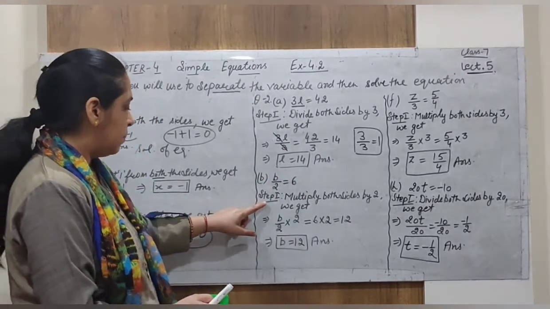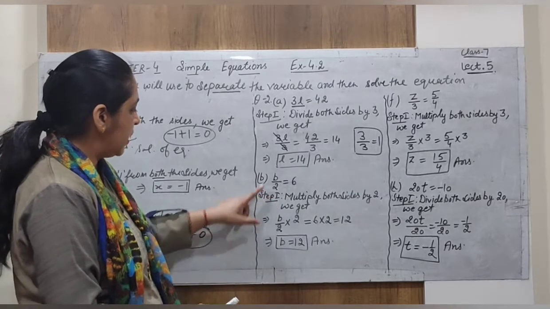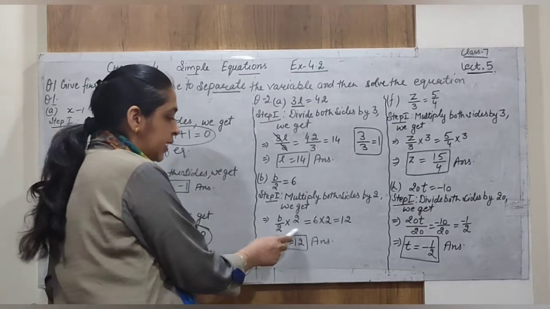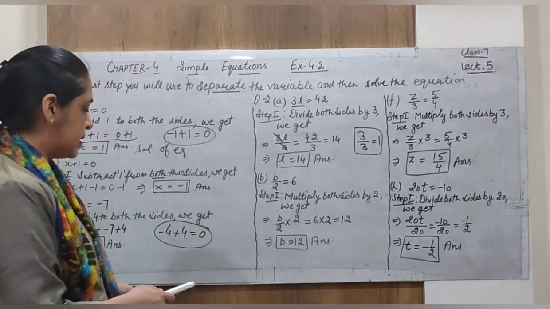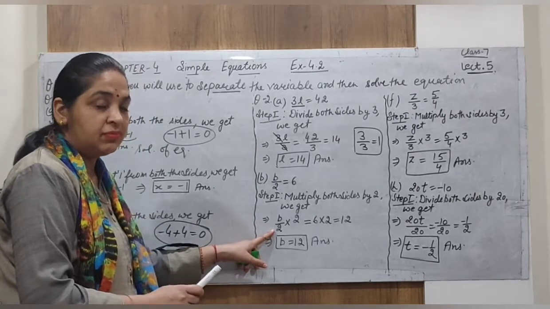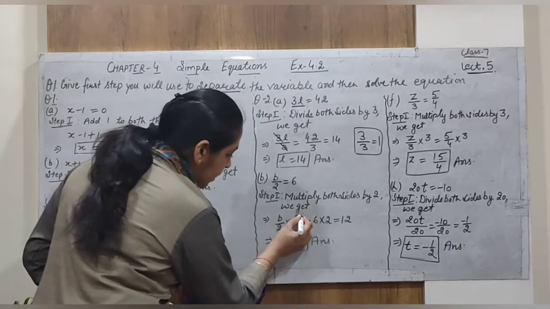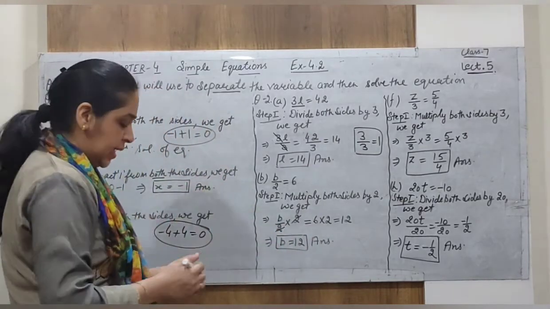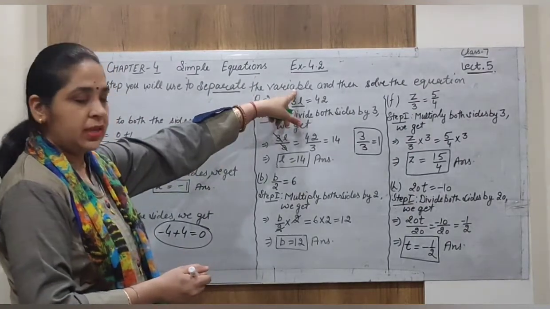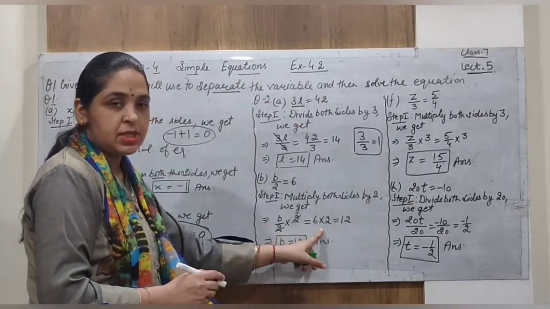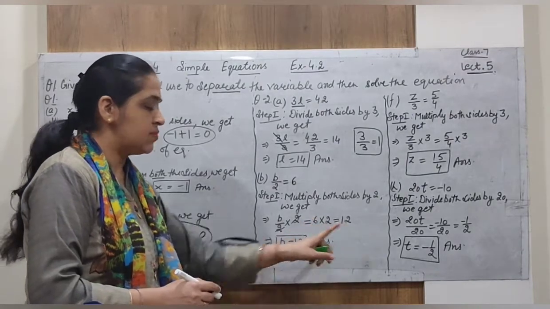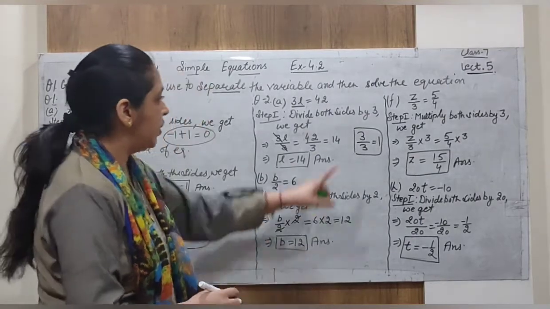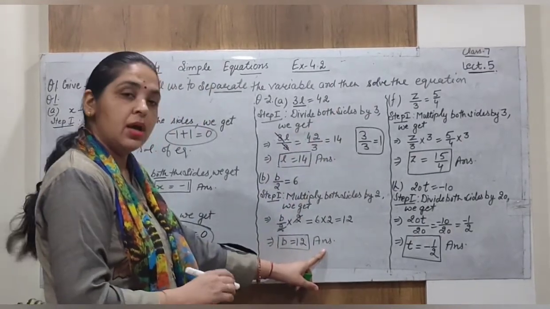So what do we get? Multiplying both sides by 2, we get B divided by 2 multiplied by 2. Multiply 2 on the left hand side and multiply 2 on the right hand side. When we multiply with 2 on the left hand side, the 2 cancels out with the 2, and we get only the variable. That is the separation of the variable. Now on the right hand side some changes happen here. 6 multiplied by 2 gives us 12. So B is equal to 12. That is the solution of the equation and that is the answer of the equation.